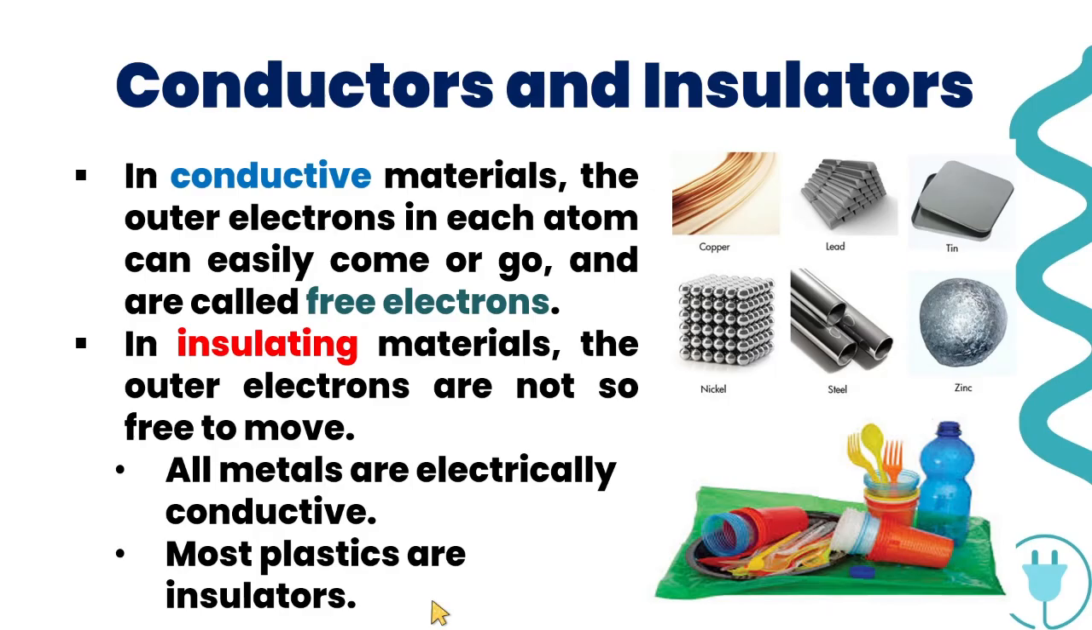To summarize, in conductive materials, the outer electrons in each atom can easily come or go and are free, and they have free electrons. In insulating materials, the outer electrons are not so free to move. All metals are easily conductive, whereas most plastics are insulators. So far, we've described charge qualitatively. In the next video, let's measure the quantitative side of electrostatics.